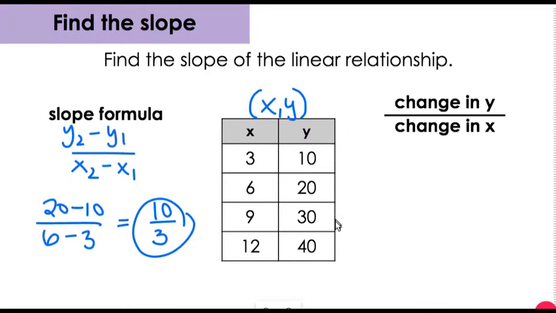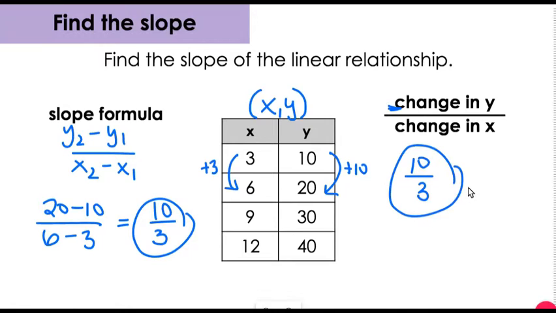So I want to look here and say, from 10 to 20, it goes up 10. And it continues to go up 10. From 3 to 6, goes up by 3. So my change in y is 10. My change in x is 3. So that's the second method, is finding the pattern. That's it. Let's take a look at another one.